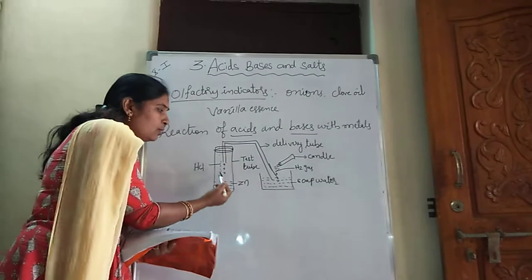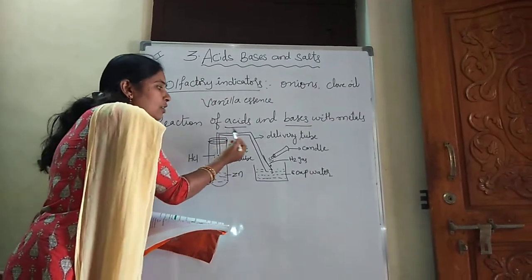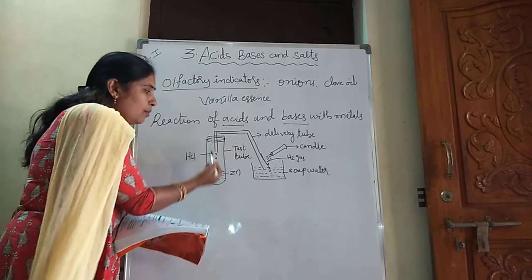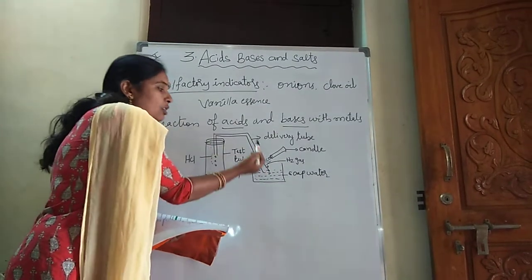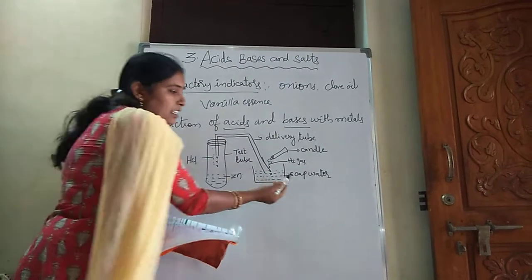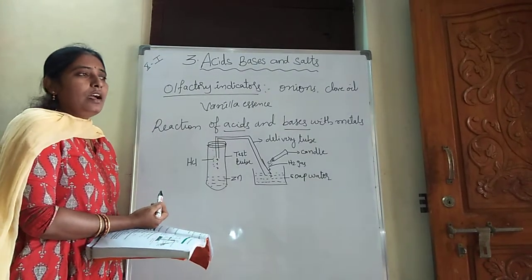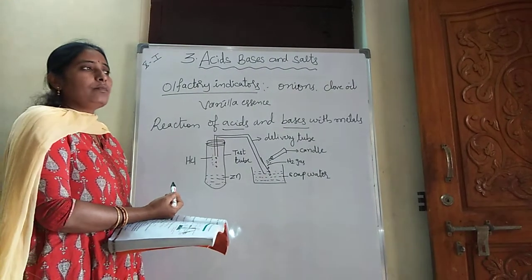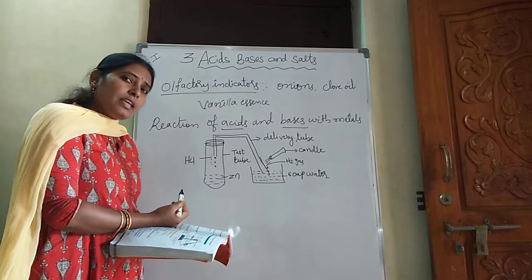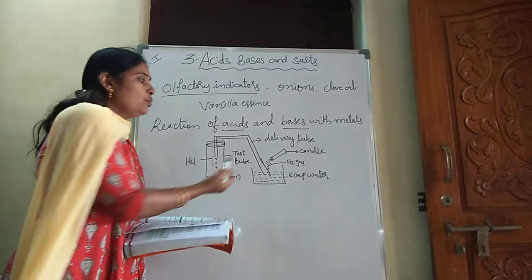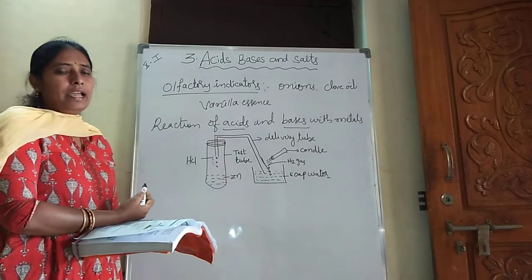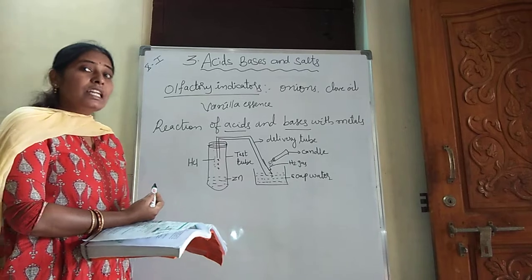Those colorless bubbles pass through the delivery tube. Colorless gas will come out, the bubbles will come out and pass through the delivery tube, and it is collected in soap water. And from that soap water also bubbles will form and colorless gas will come out. There you bring a burning candle, because we don't know which colorless gas it is.